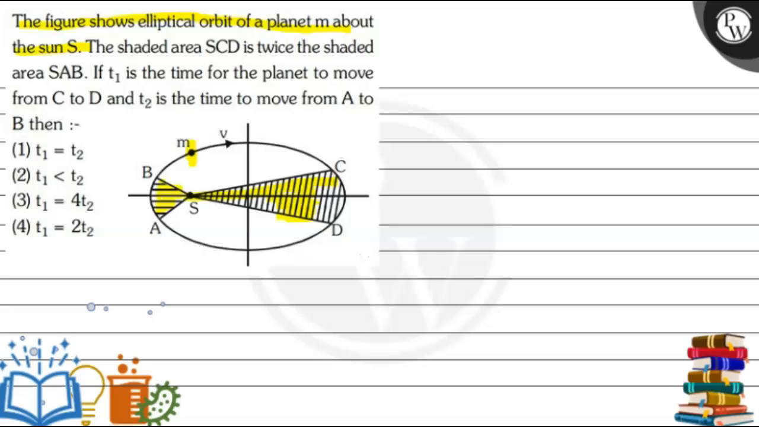SAB, this is the half. This is the twice of SAB. If T1 is the time for the planet to move from C to D and T2 is the time to move from A to B, then these are the relations for T1 and T2. We should tell which one is the correct.